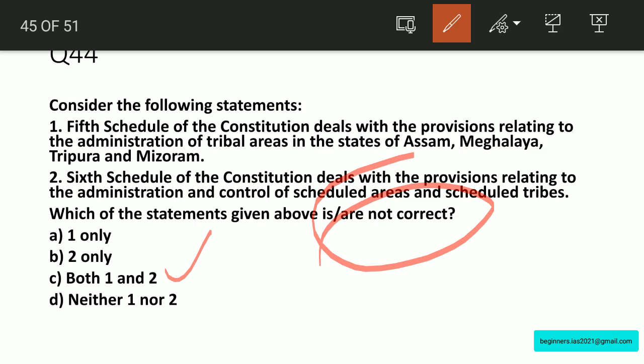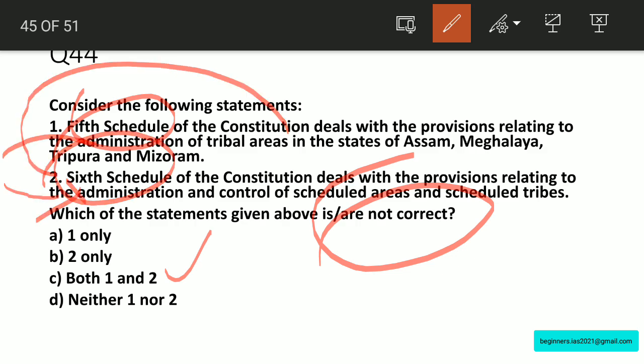See, this fifth schedule talks about this one. This sixth schedule talks about this one. Okay, the fifth schedule deals with the provisions relating to the administration and control of the scheduled areas and the scheduled tribes. The sixth schedule deals with the provisions relating to the administration of tribal areas in the states of Assam, Meghalaya, Tripura and Mizoram. So both are wrong statements.